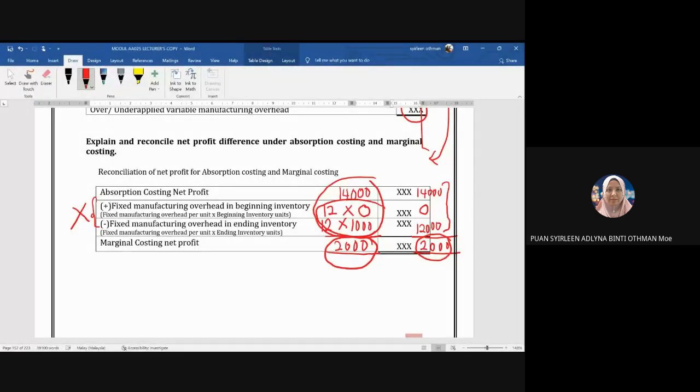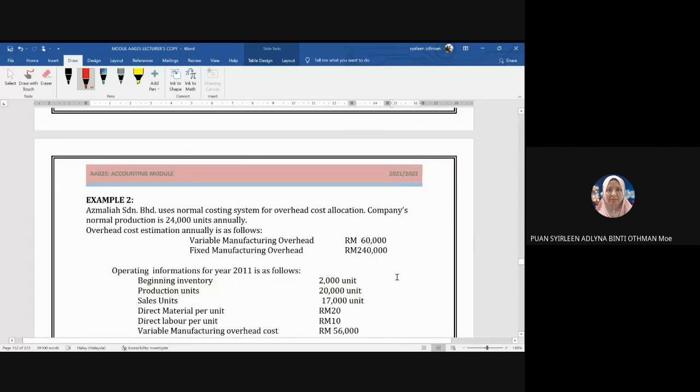Okay, alright. We go to example 2. Okay, yang ni comprehensive question. Kita start semua. Okay, dia guna normal costing system. So bila dia guna normal costing system, kita faham dia akan ada adjustment di COGS. Okay, company normal production is 24,000. Normal production that means budgeted unit.